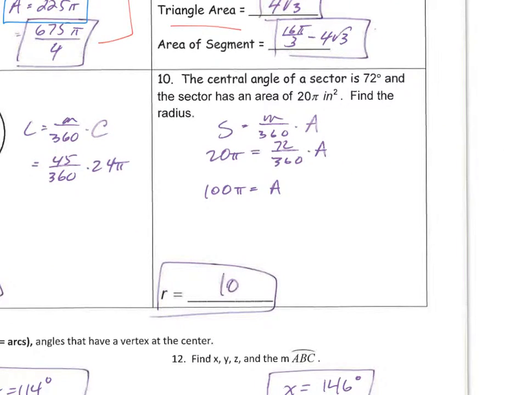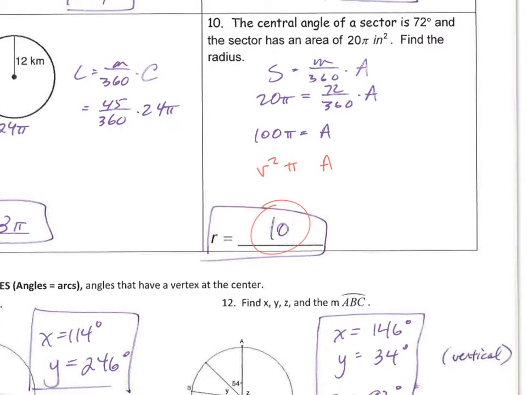This one's a backwards problem. We practice the central angle of a sector is 72. The sector is area 20 pi, so you find the formula. 20 pi is S, 72 is M. Solve for A. Now you're going to take this. You're going to multiply by the reciprocal. So there's a lot of ways to solve this, but essentially you're going to end up with 100 pi as the area. If the area is 100 pi, we know area equals the radius squared pi. So if the radius squared is 100, then the radius has got to be 10.